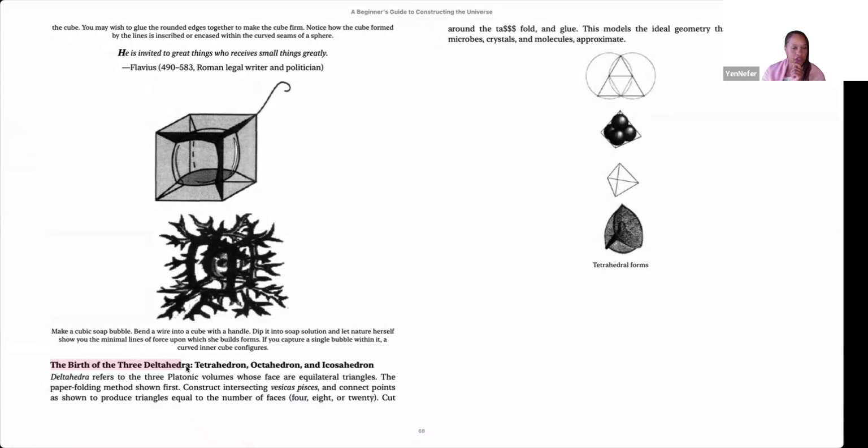The birth of the three deltahedra: tetrahedron, octahedron, and icosahedron. Deltahedra refers to the three Platonic volumes whose faces are equilateral triangles. The paper folding method shown first: construct intersecting Vesica Pisces and connect points as shown to produce triangles equal to the number of faces.